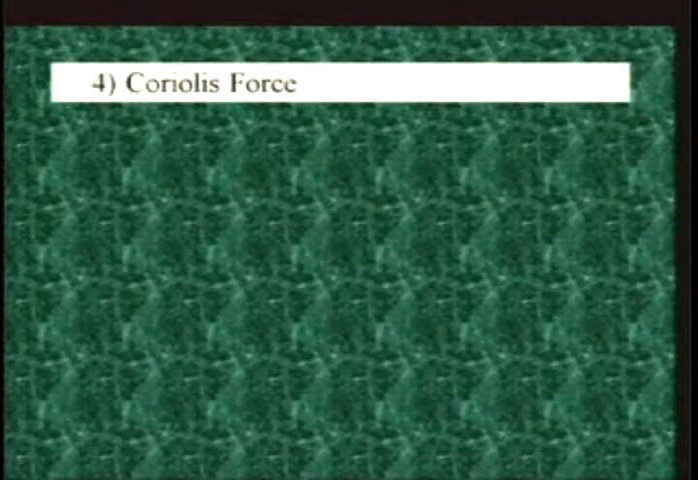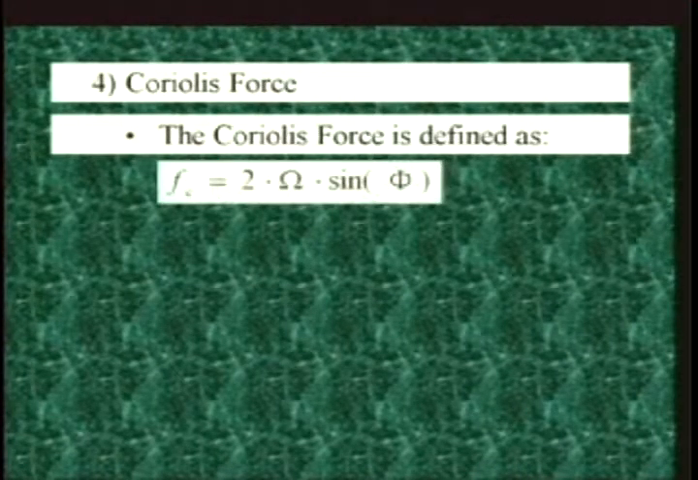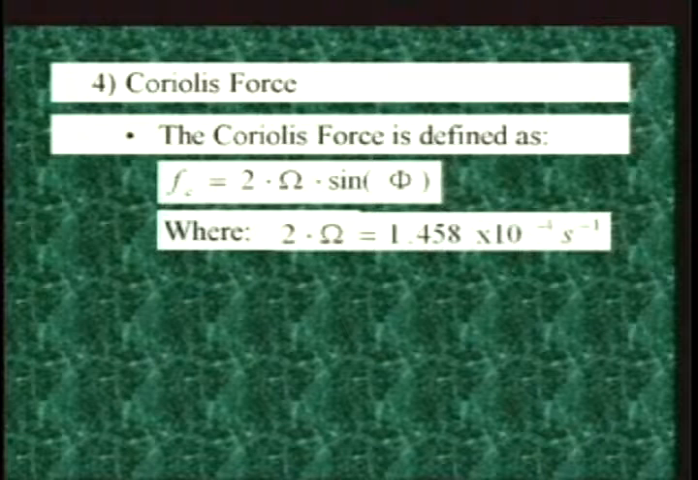Number 4 is the Coriolis force. And of course you've heard this many, many times in the courses you've had thus far. The Coriolis force is defined as that. Coriolis force is represented by the F sub c for Coriolis force. 2 times your omega symbol times the sine of phi. That's the actual equation for the Coriolis force, where 2 times omega is equal to some given value.